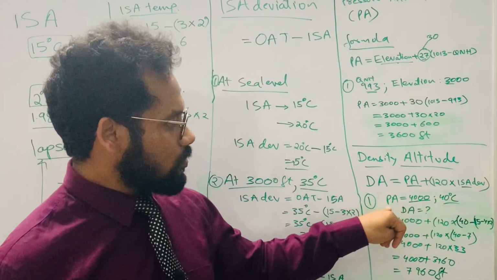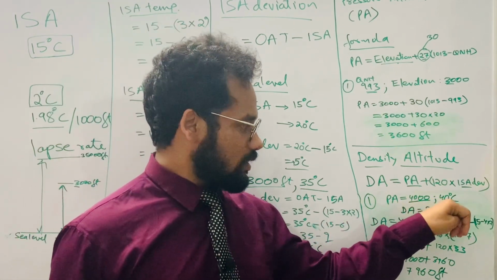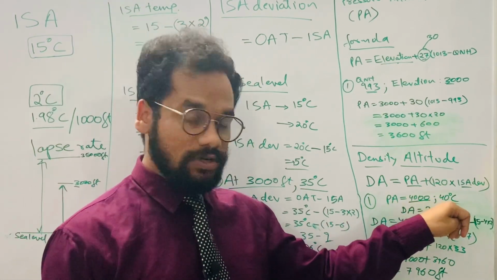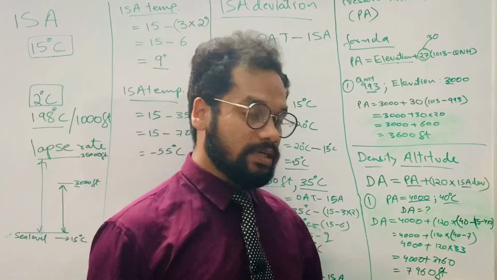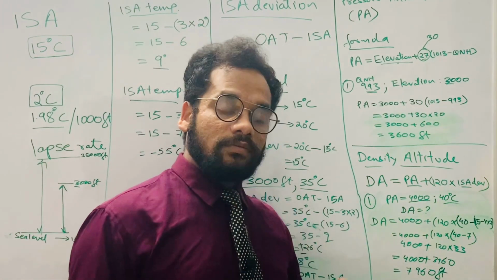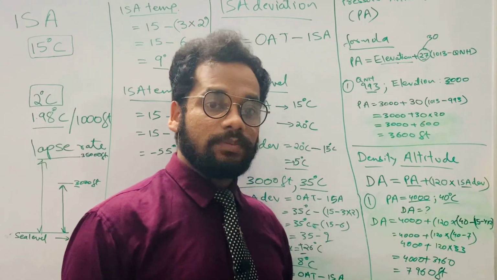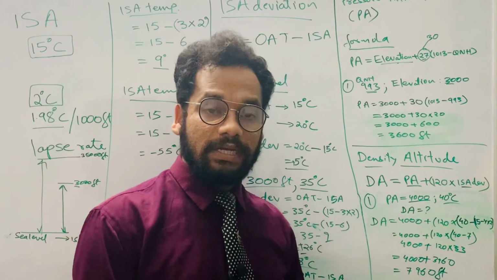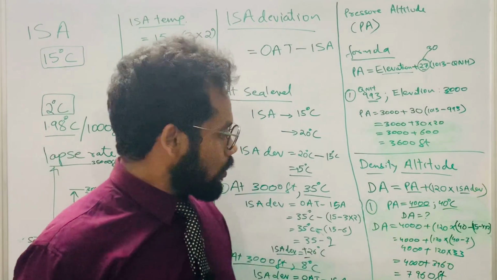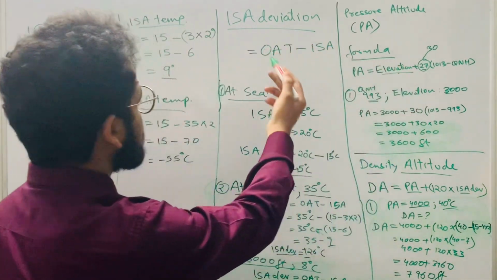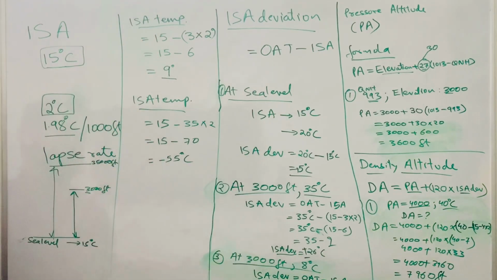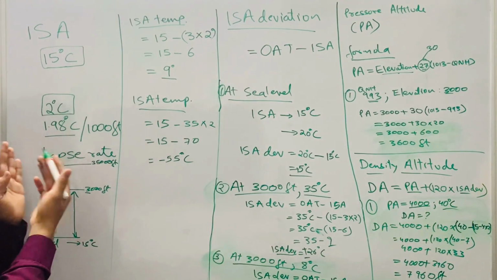So if the pressure altitude is 4,000 with the actual temperature of 40 degrees, then in that case the density altitude will be 7,960 feet. Remember that, friends, with a higher density altitude the performance of the aircraft reduces and vice versa. So friends, this is how we calculate the density altitude, pressure altitude, ISA deviation, ISA temperature at a certain level, and the lapse rate.